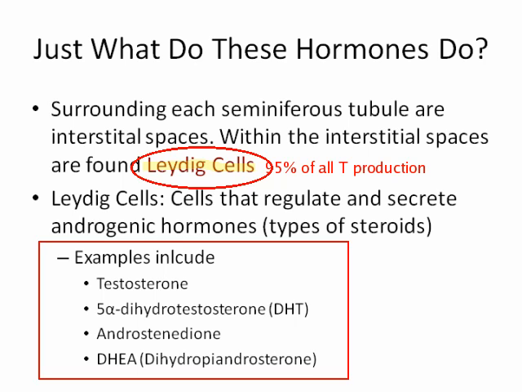Now, look at what is being produced. You have your dihydrotestosterone that we've talked about, DHT. Androstenedione is another derivative, again, of testosterone. DHEA, dehydroepiandrosterone, is another one of those derivatives of testosterone.